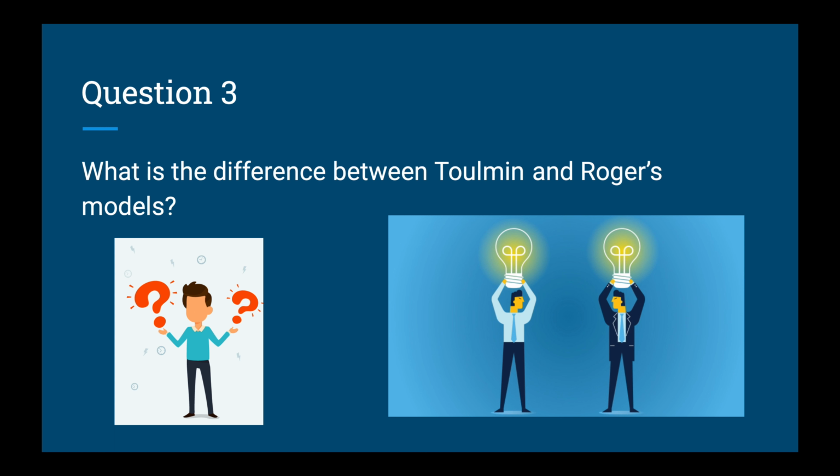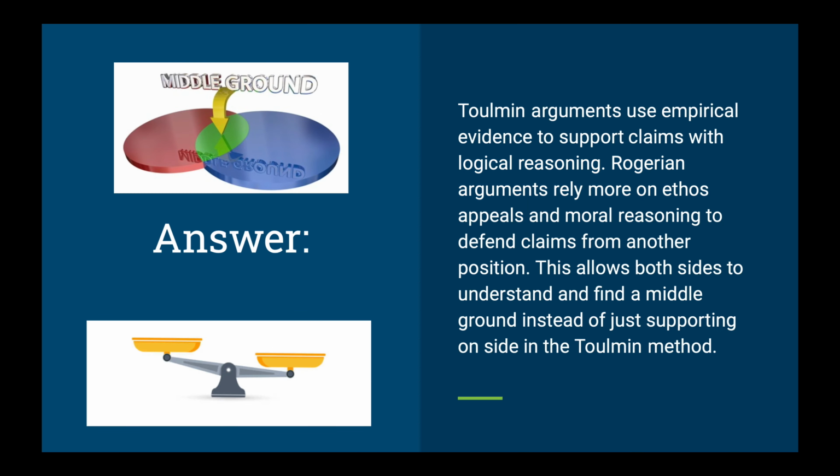So my third question is, what is the difference between Toulmin and Rogers models? And my answer was Toulmin has more arguments to support the person's claim rather than the opponent's claim. And in Rogers' method, it relies more on ethos, appeals, and moral reasoning to defend their claim, but also the other person's claim so that they can find a middle ground.